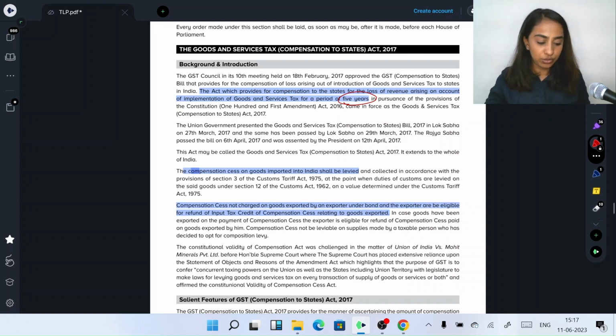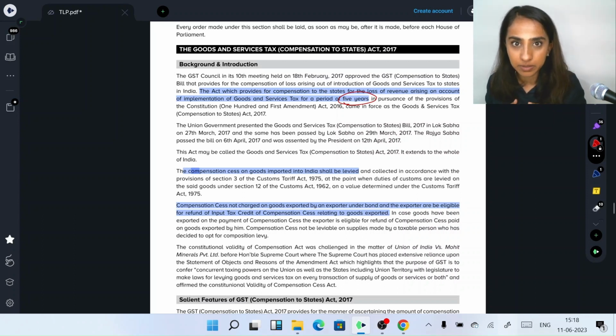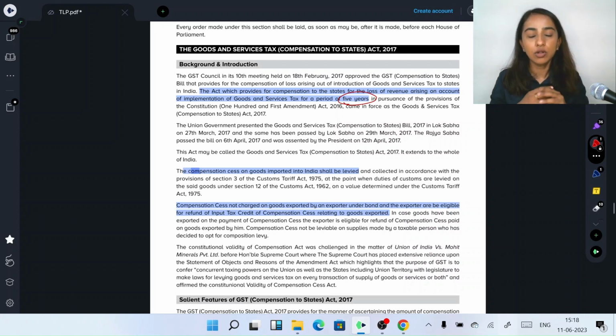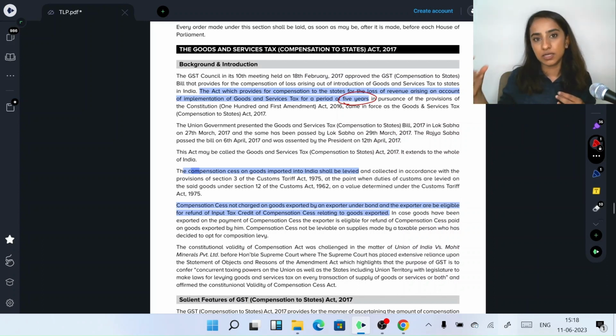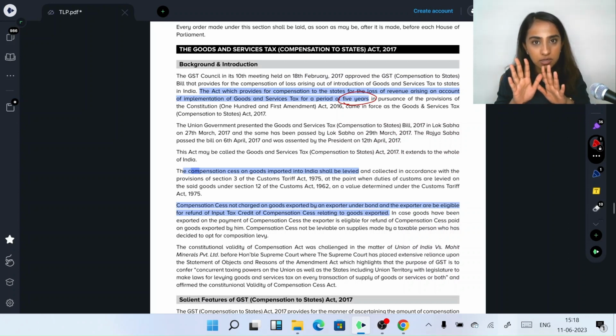So I told you the states were crying when the center proposed to bring GST in the country. The states said, oh my god, we are going to lose out on revenue. They knew that the new indirect tax regime is not going to compensate them well enough, in the sense of whatever they were actually earning. Example, let's say every state was earning around 100 crores every year. Now they understood that when they moved to GST, they would be earning only some 70 crores. So that 30 crores was a loss of revenue.